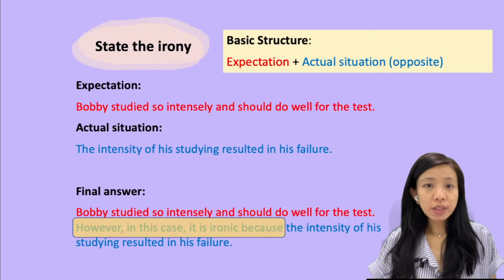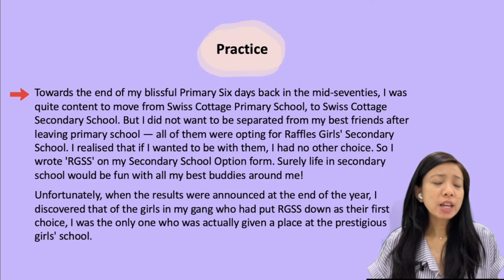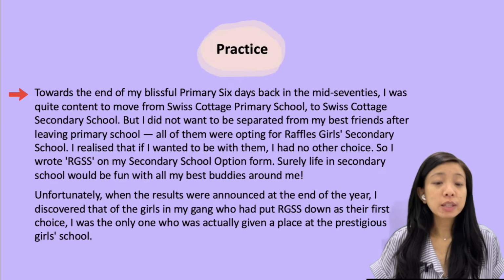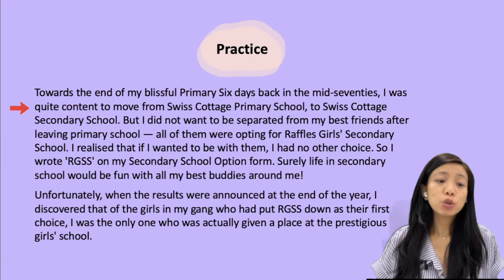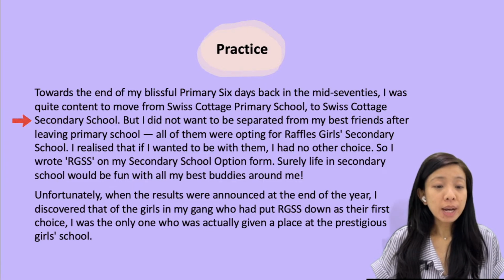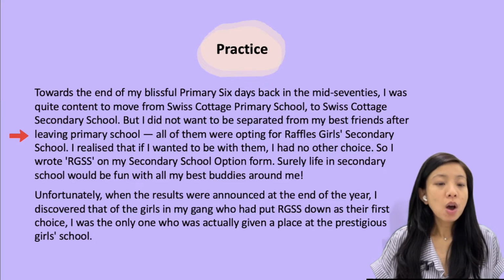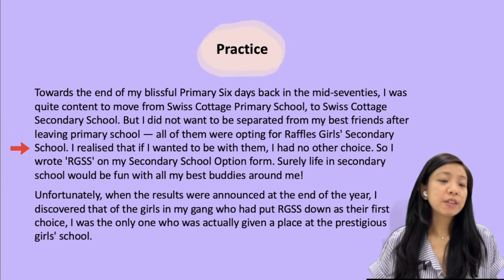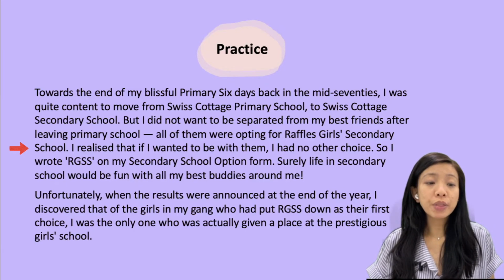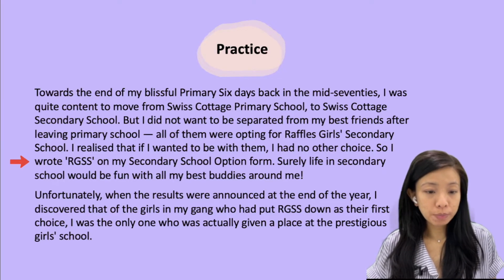Let's take a look at another example. So I'm going to read the paragraph again for you. Towards the end of my blissful primary 6 days back in the mid-70s, I was quite content to move from Swiss Cottage Primary School to Swiss Cottage Secondary School, but I did not want to be separated from my best friends after leaving primary school. All of them were opting for Raffles Girls Secondary School. I realized that if I wanted to be with them, I had no other choice, so I wrote RGSS on my secondary school option form.